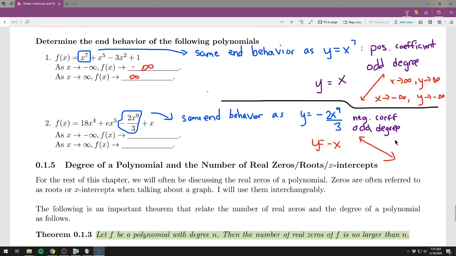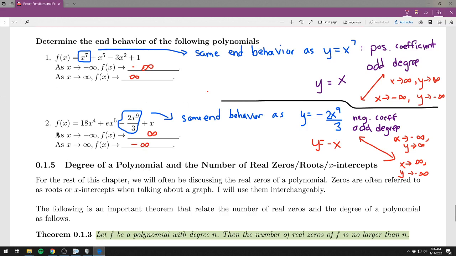Now, as x goes to negative infinity to the left, y is going up to positive infinity. And as we go to the right, as x goes to positive infinity, the y value is going down to negative infinity. Right, so if we go ahead and fill out our answer over here, as we go to the left, it's going to go up to positive infinity. As we go to the right, it's going to go down to negative infinity.